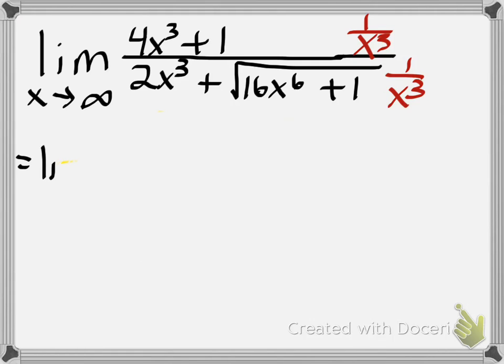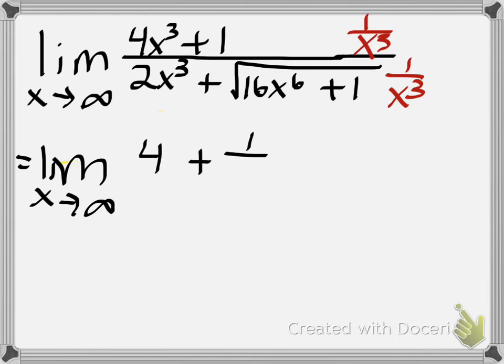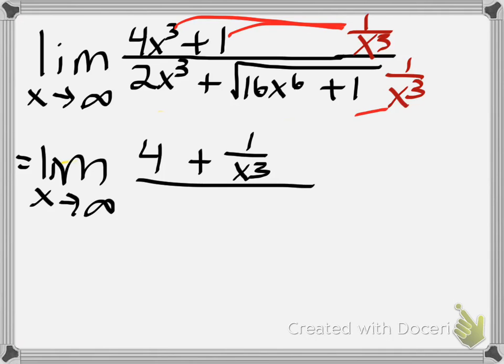So this is going to become the limit as x approaches infinity. On top, we'll have 4x cubed times 1 over x cubed, which is just 4, plus 1 times 1 over x cubed. So what I did is I took each one and distributed on the numerator. I multiplied the 4x cubed and the 1 by that fraction. Now I need to do the same thing for the denominator.